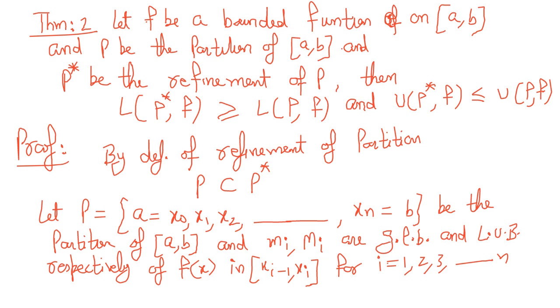Let P be the partition A equal to x naught, x1, x2, up to xn equal to B, of [A, B]. Then small mi is your GLB and capital Mi is your LUB. Should I read it now? Okay.